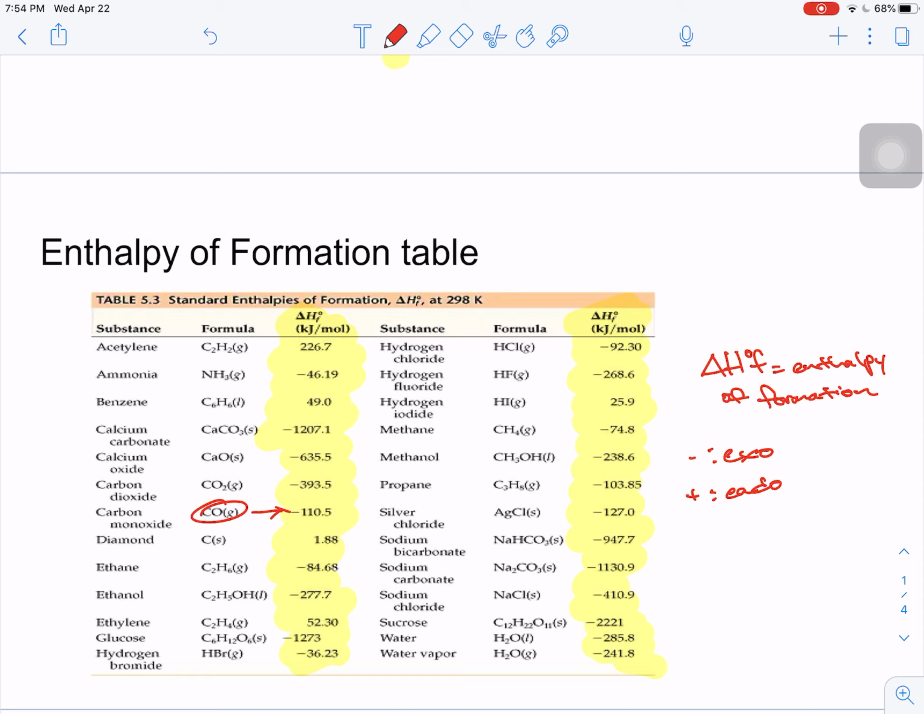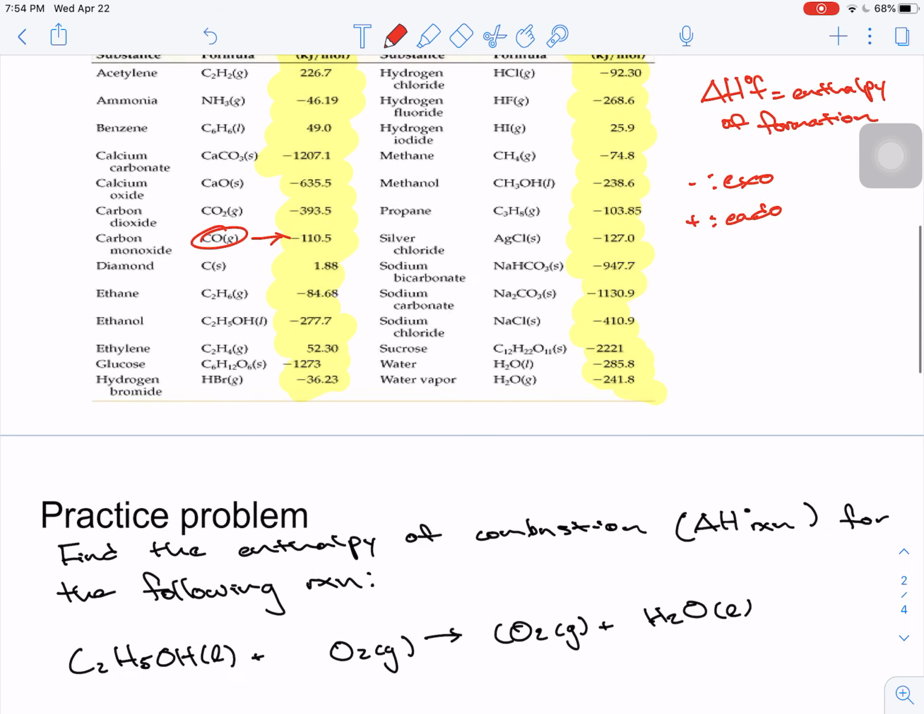But these values tell you what happens when you form a mole of that substance. So if I form a mole of carbon monoxide, like I said, I'm losing 110.5 kilojoules from forming that mole. If I was going to form 2 moles, I would just multiply that number by 2. But that's how these tables work. They're just telling you what's going on with the energy when you form a mole of a substance. And from that, we'll jump right into our practice problem.